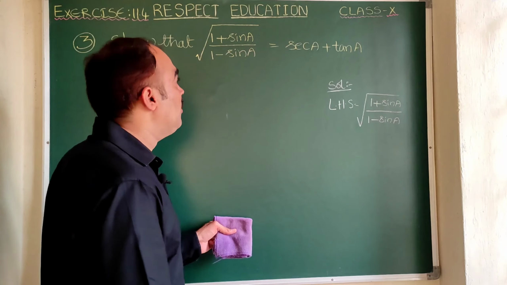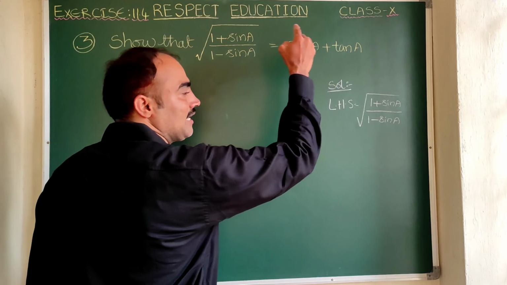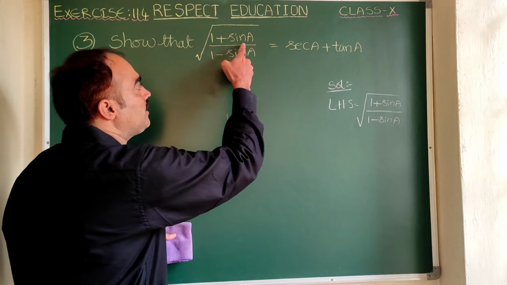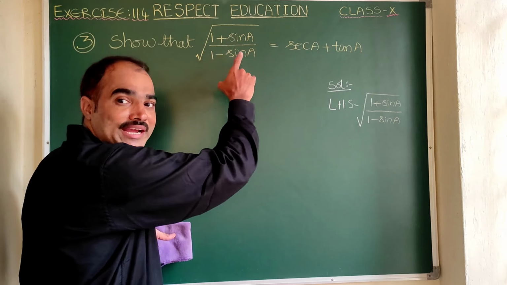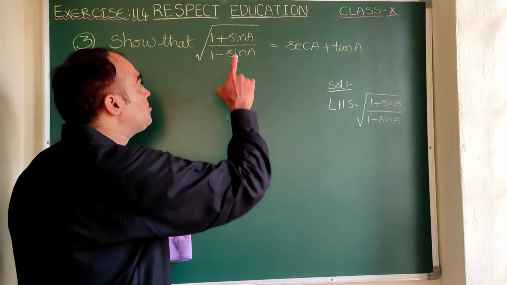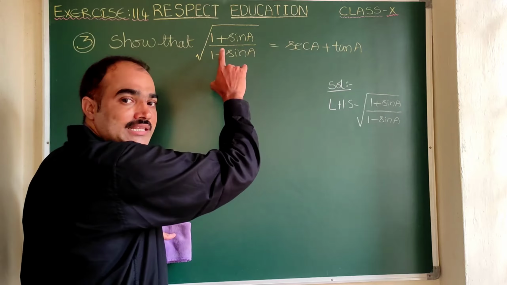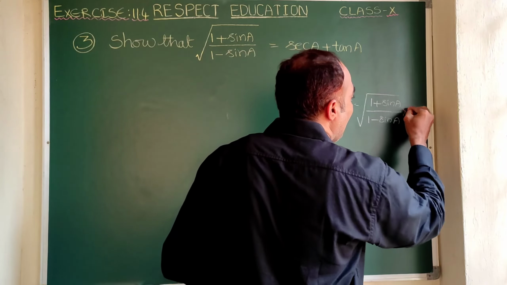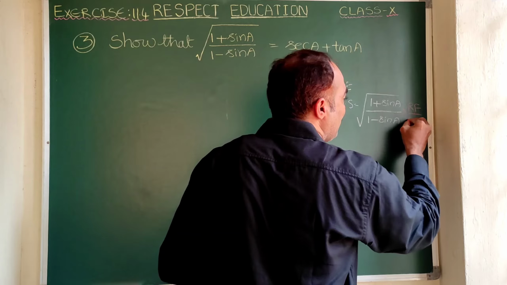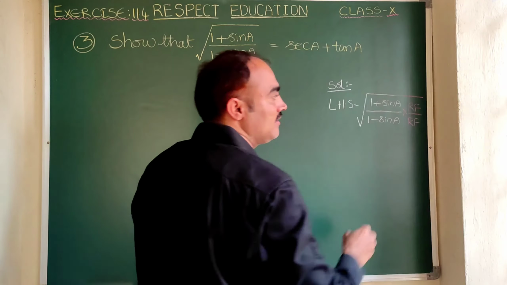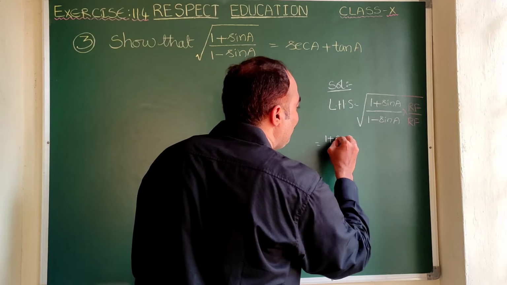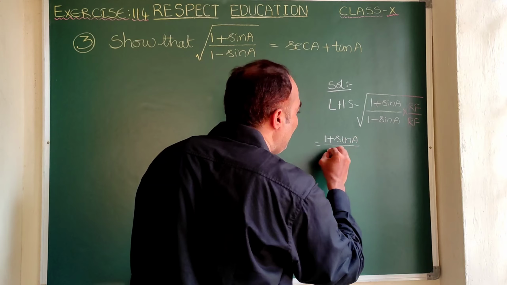Here you observe what symbol is there in the numerator, plus. What symbol is there in the answer, plus. So when these two are equal, we have to take the rationalizing factor of the denominator. Is it clear? That means we should not disturb the numerator. We should take the rationalizing factor of the denominator. So let us multiply and divide with the rationalizing factor of the denominator.